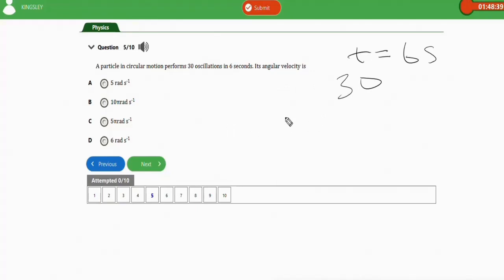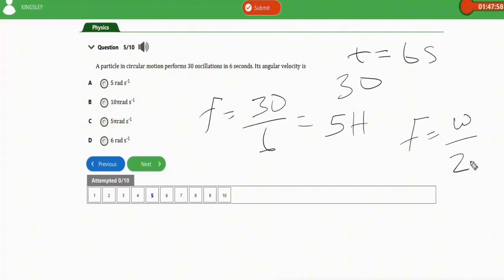Now note that these parameters we have here will give us the frequency of this circular motion. So frequency is number of oscillations per unit time, so that's 30 over 6, which will give us 5 Hz. This is the frequency of this circular motion. Now that we have the frequency, another formula for finding frequency of a circular motion is frequency equals W over 2 pi.